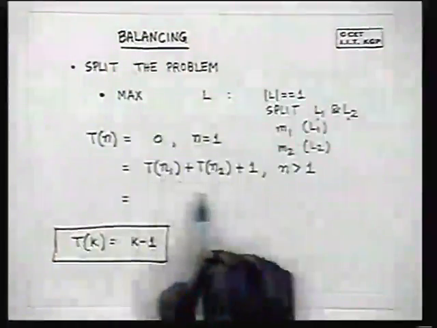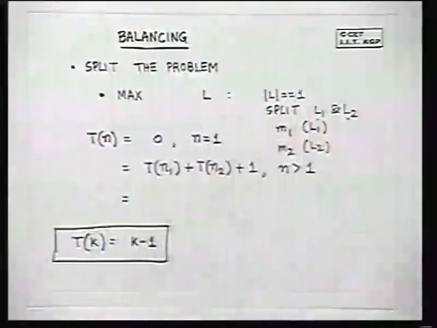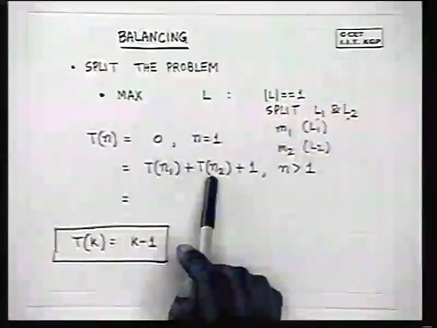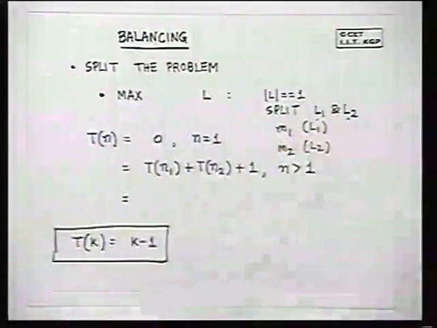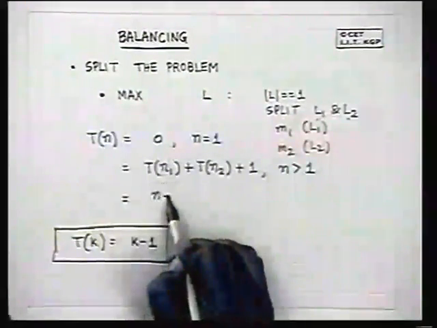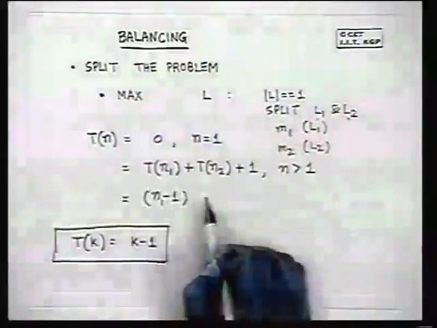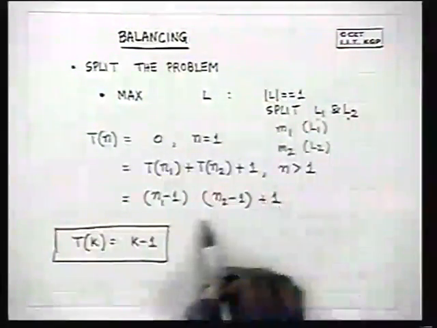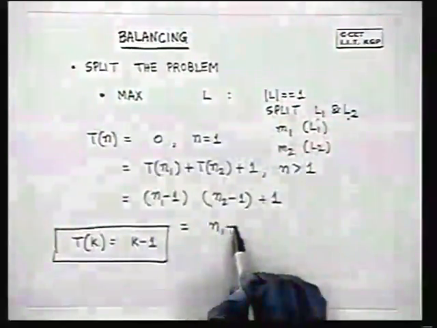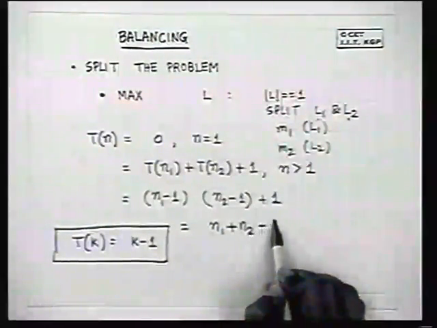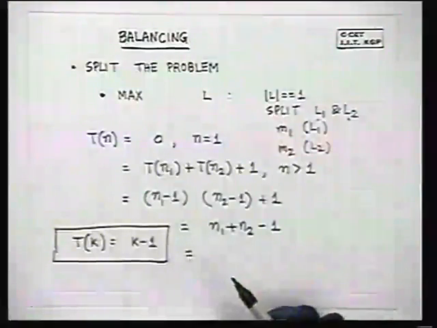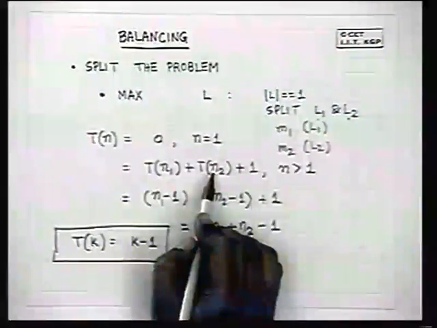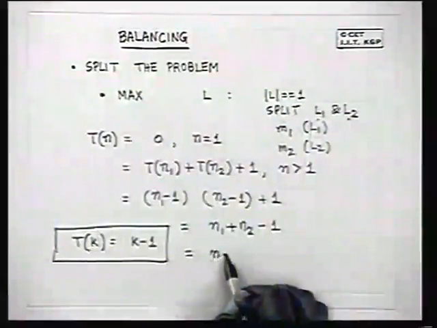Tk is equal to k minus 1. The solution to this, whatever be n1 and n2, will be k minus 1, because you replace this: this will be n minus 1, n1 minus 1, this will be n2 minus 1 plus 1, this will come to n1 plus n2 minus 1, and we know n1 plus n2 is equal to n, because you have split n into n1 and n2, so this will be n minus 1.